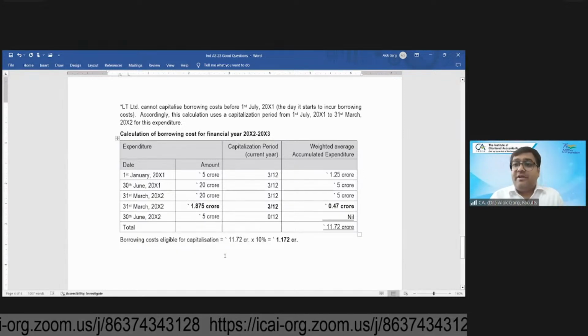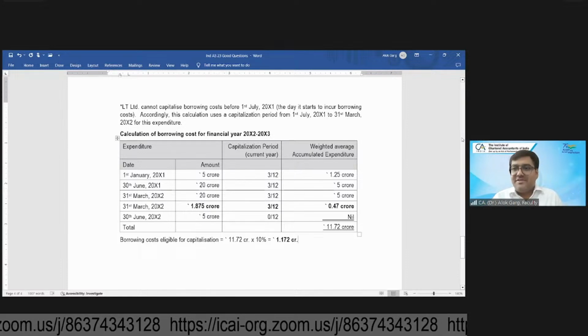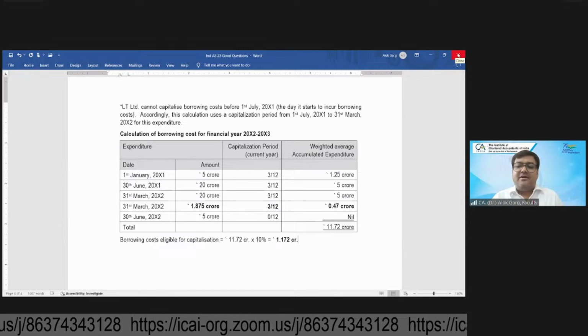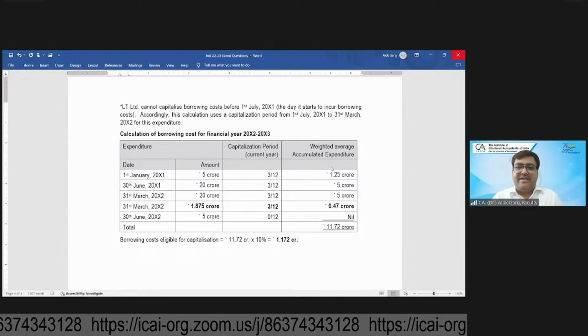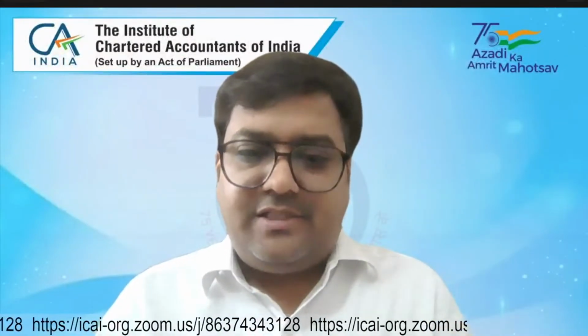Okay. If you don't have any question, then I am moving to my third standard, which is a small standard, Ind AS 41, biological assets, which relates to agriculture, right? Agriculture standard. So let me share my screen for Ind AS 41.